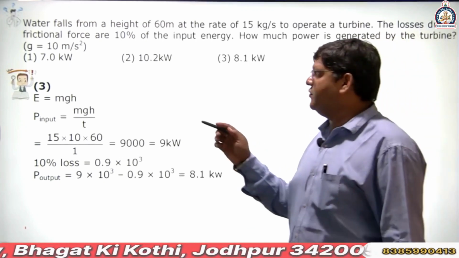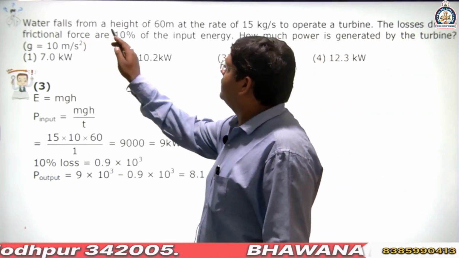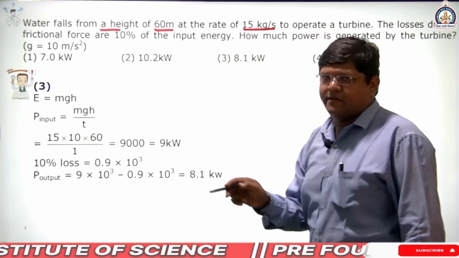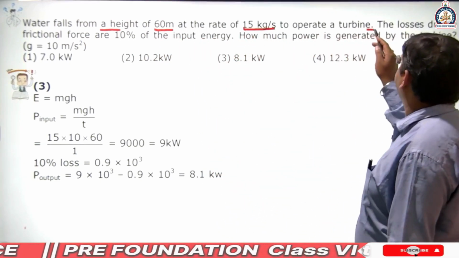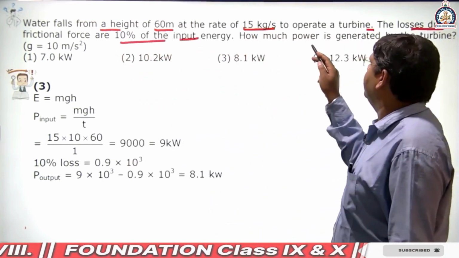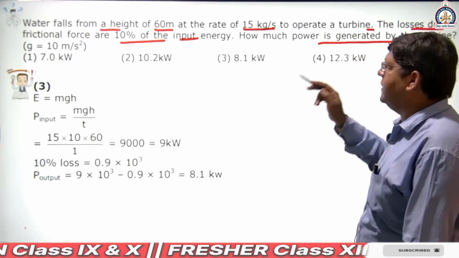So today's first question is, water falls from a height of 60 meter at the rate of 15 kg per second. To operate a turbine, the losses due to frictional force are 10% of the input energy. How much power is generated by the turbine?